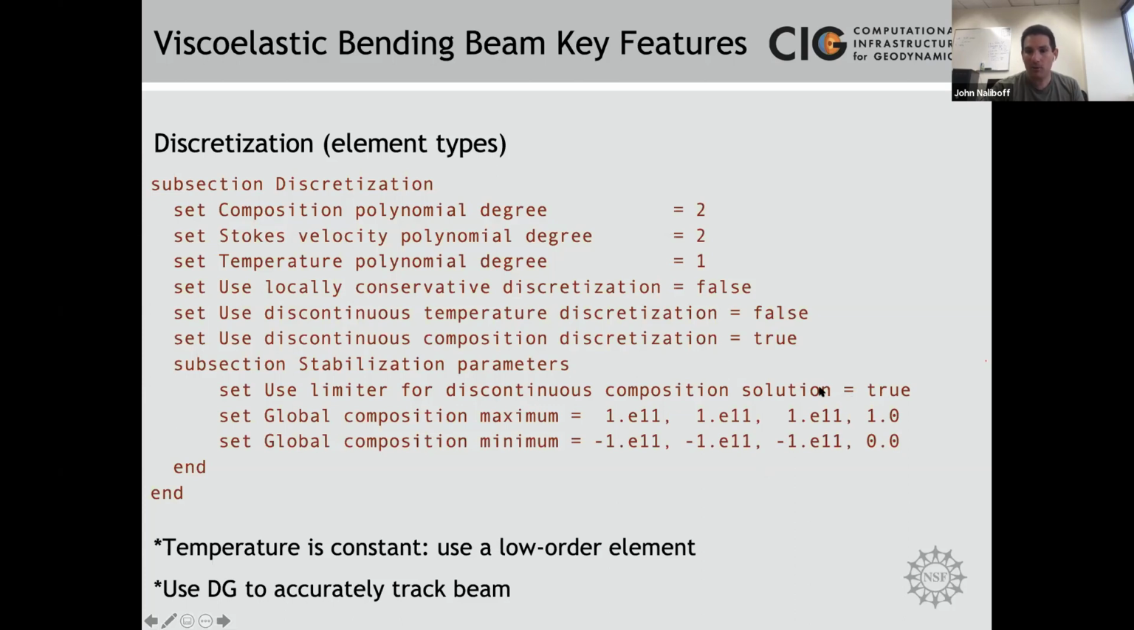We also use that in combination with the limiter. For the stress values, we don't want to limit those stress values, so we're going to say the maximum value of the stresses is 1E11 or negative 1E11, values they're never going to reach. But we're going to say the maximum value of the beam is 1 and the minimum value of the beam is 0, which is going to prevent overshoots and undershoots.